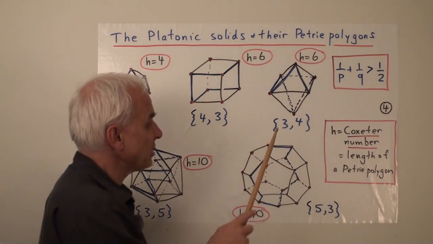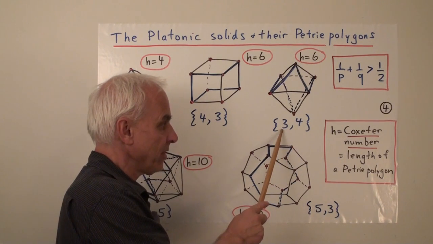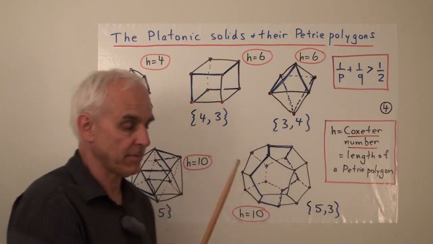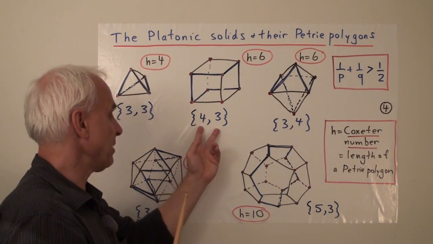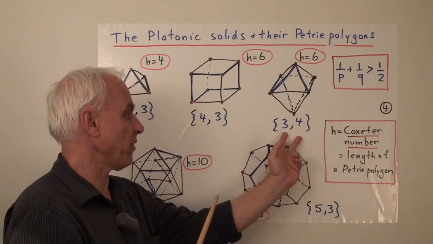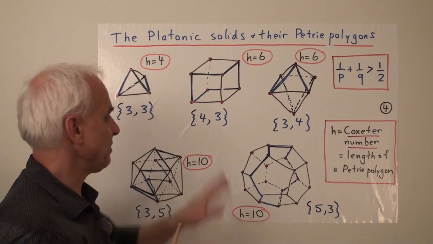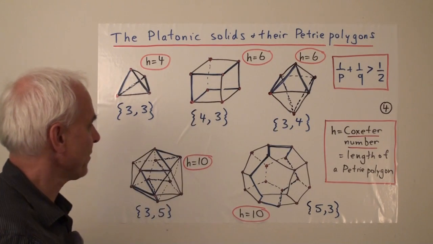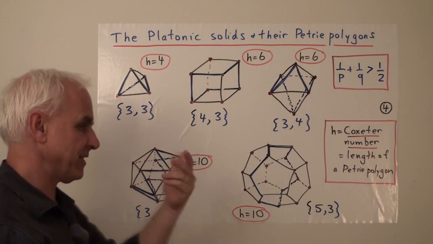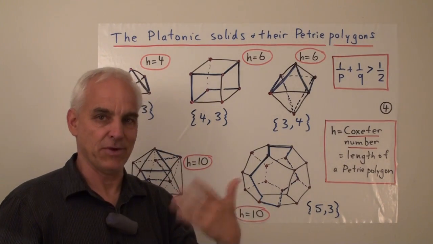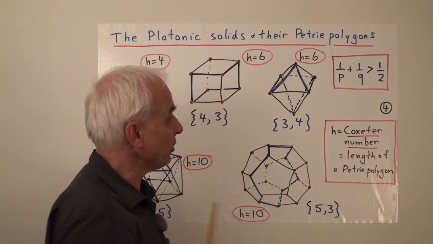For an octahedron, which is a 3-4, there are triangles, and 4 of them meet at a vertex. Notice that the Schläfli symbol for the cube and the Schläfli symbol for the octahedron are dual, sort of reverses of each other. That's because they're dual objects. While the Schläfli symbol for the tetrahedron was self-dual, because we've seen that the tetrahedron is self-dual. Alright, so what does a Petri polygon look like here?